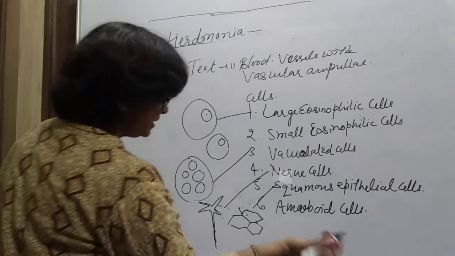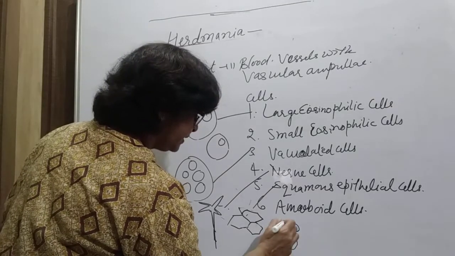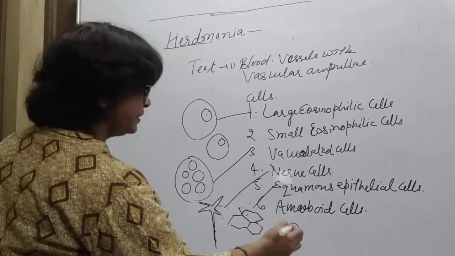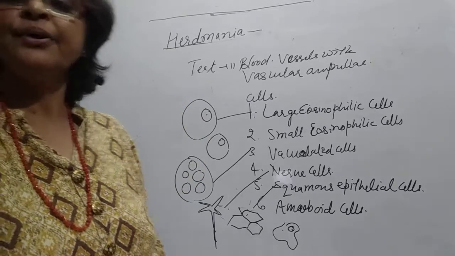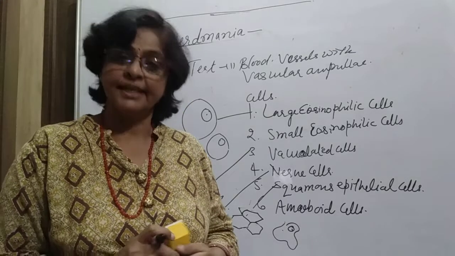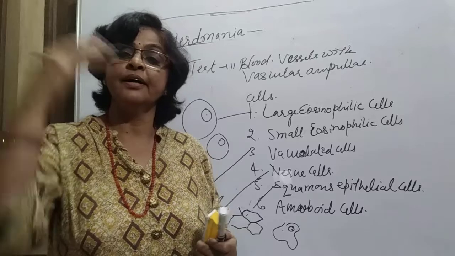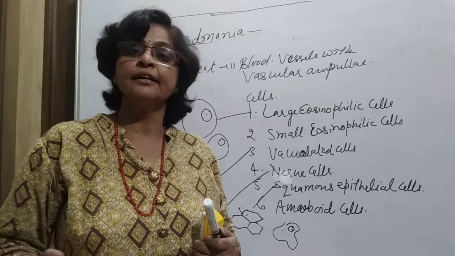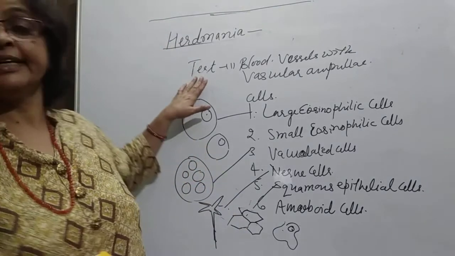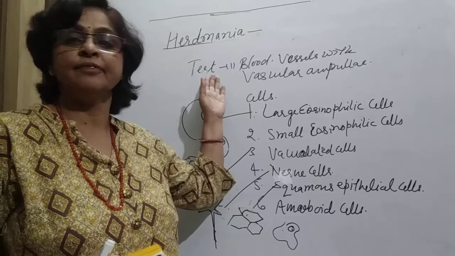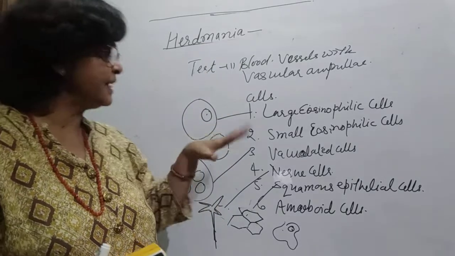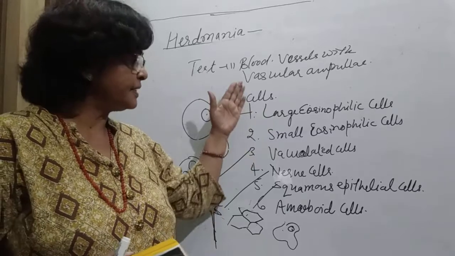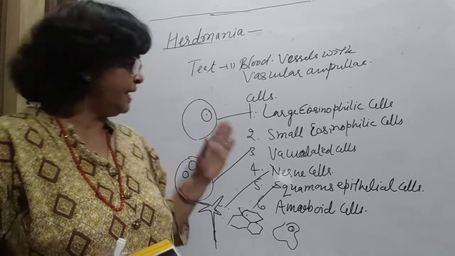And amoeboid cells, you know, with the pseudopodia. This is the amoeboid cell with the nucleus. So you can draw all these cells. So now you came to know the structure of the test, what type of cells are there, and what other structures are, like the vascular ampullae I have told you, which are present on the surface of the test, and then inside there are a number of cells like this.